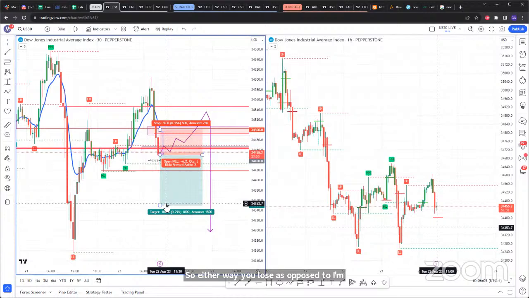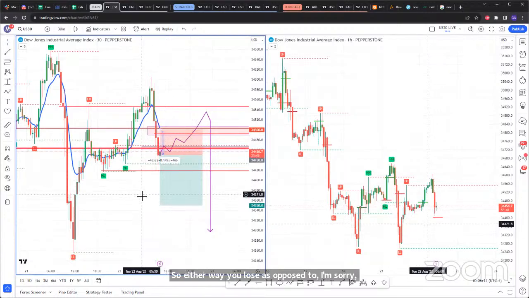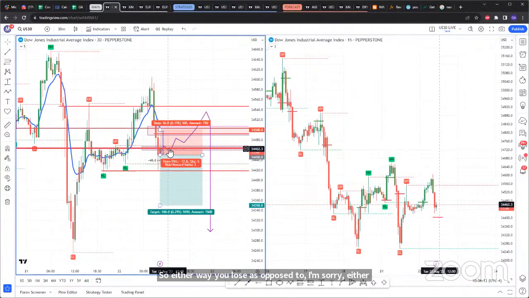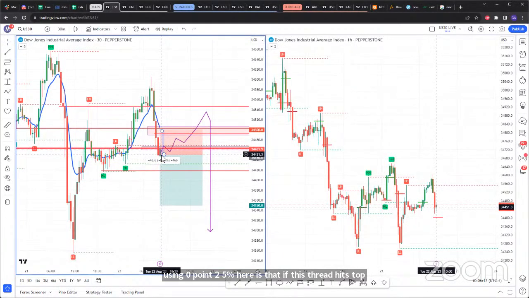The best thing with using 0.25% here is that if this trade hits stop loss, you only lose 0.25%. The other best thing is if this trade wins, as opposed to having analysis paralysis and then not entering this trade with any particular point of risk.